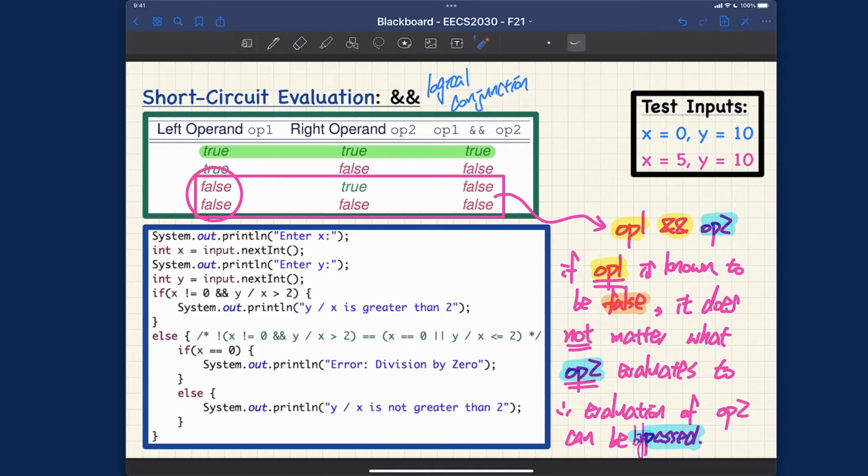We're trying to read in some integer x, read in some integer y, and then we do some checks: x not equal to 0, and then y divided by x larger than 2. The rationale is that we are trying to do division. Every time you do division, you want to make sure you don't run into a division by 0 runtime error. So you want to make sure x should not be 0.